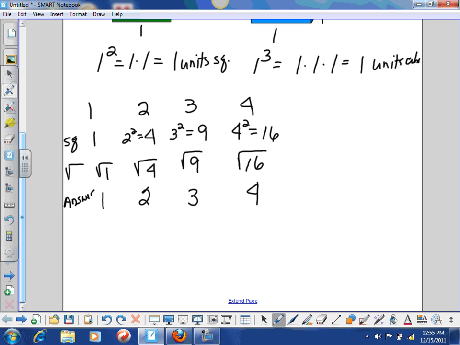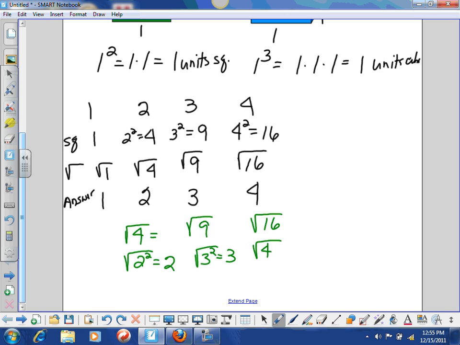So let's go back down here to the square root of 4. The square root of 4 can also be written as the square root of 2 squared. If the square and the square root cancel each other out, that will leave us with 2. So the square root of 9 is equal to the square root of 3 squared. 3 times 3 is 9. The square and the square root cancel each other out. The answer is 3. The square root of 16 is equal to the square root of 4 squared. The square and the square root cancel each other out, and the answer is 4.